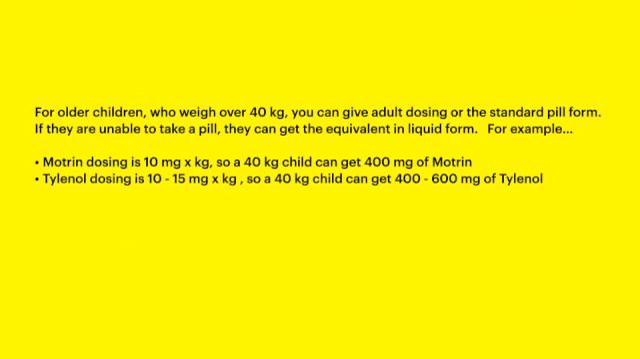For older children who weigh generally over 40 kilograms, you can give adult dosing or the standard pill form. If they are unable to take a pill, they can get the equivalent in liquid form. For example, Motrin dosing is 10 milligrams per kilogram, so a 40 kilogram child can get 400 milligrams of Motrin. Tylenol dosing is 10 to 15 milligrams per kilogram, so a 40 kilogram child can get 400 to 600 milligrams of Tylenol. If your child is old enough to get the adult dosing of Motrin or Tylenol, never exceed the maximum adult dose for Motrin or Tylenol.